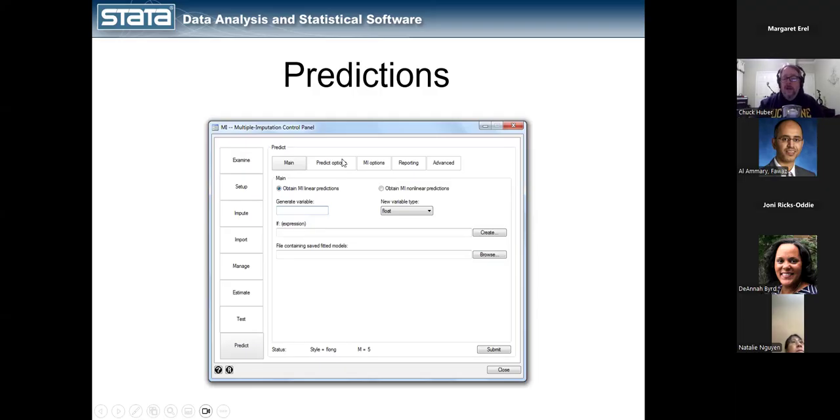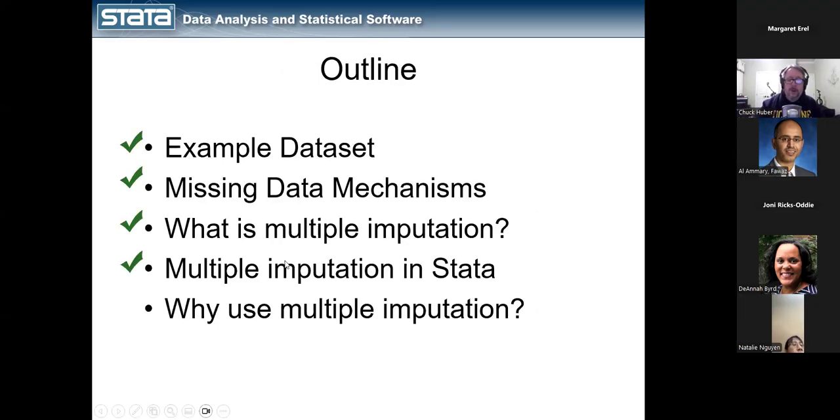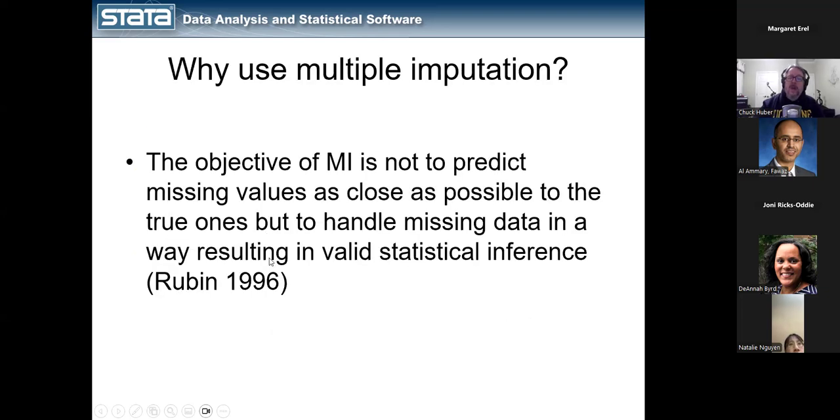Okay. So that's the imputation control panel, and it really does walk you through the steps. So the first time you do this, I would suggest using this control panel. Once you get used to it, it's pretty quick and easy just to type the commands. But yeah, I would strongly suggest using that.